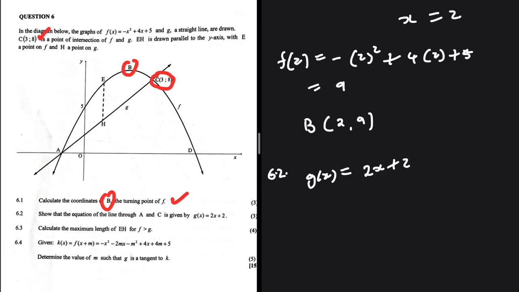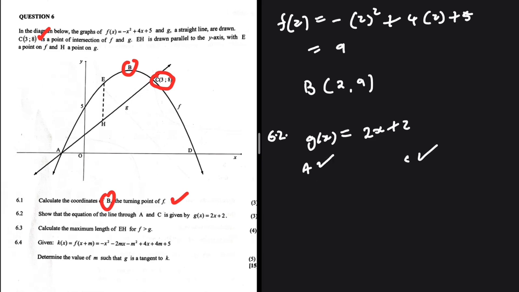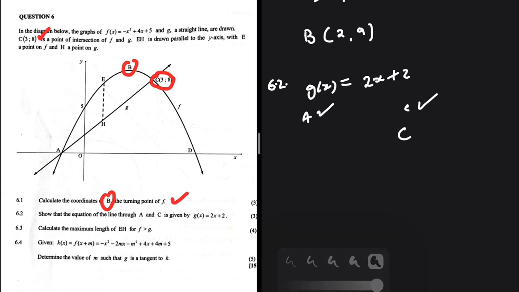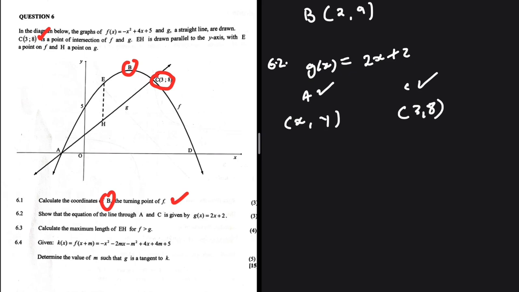Let's just go through the entire question statement. The question says show that the equation of the line through A and C. Okay, so the line passes through A and then it passes through C. In order for us to find the gradient, we have the coordinates of C, which happens to be 3 and 8. So we need to somehow find the coordinates of A, which we can just get by factorizing f of x. In doing that, we will have the values of A.